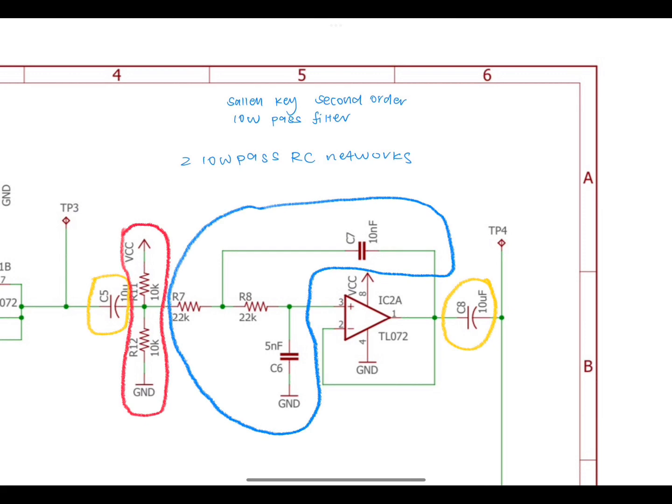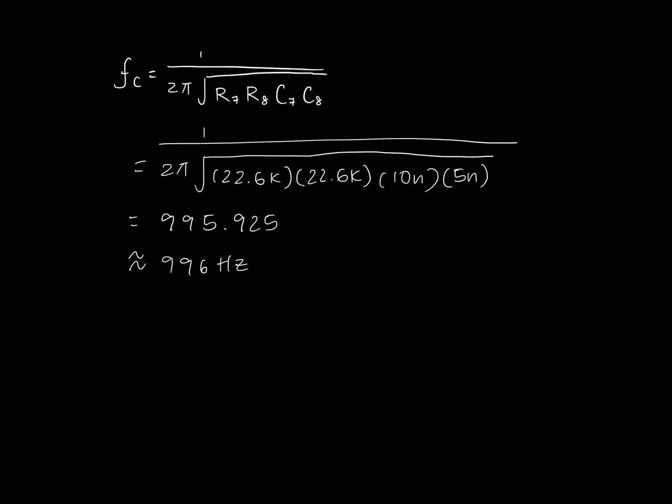IC2A forms a Sallen-Key second-order low-pass filter which is made out of two low-pass RC networks. A low-pass filter allows only low frequencies to pass through while rejecting all the high frequencies. As the lowest frequency that can pass through a low-pass filter is 0 Hz, the bandwidth of a low-pass filter coincides with its cutoff frequency given by this equation.